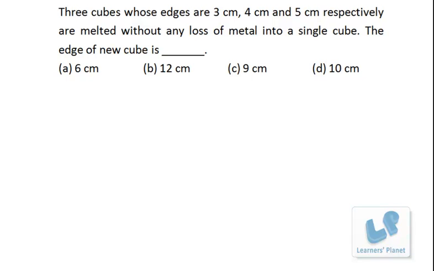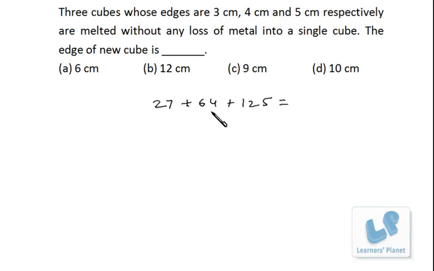So what we have to do is find out the volume of each individual cube, then we just have to add, and that will be the volume of the single cube. If we get the volume of the single cube, then we can get the length of its edge by taking its cube root. So what is the volume of the first one? That is 3 cube, that is 27. The volume of the second one is 4 cube, that is 64, and this is 125.